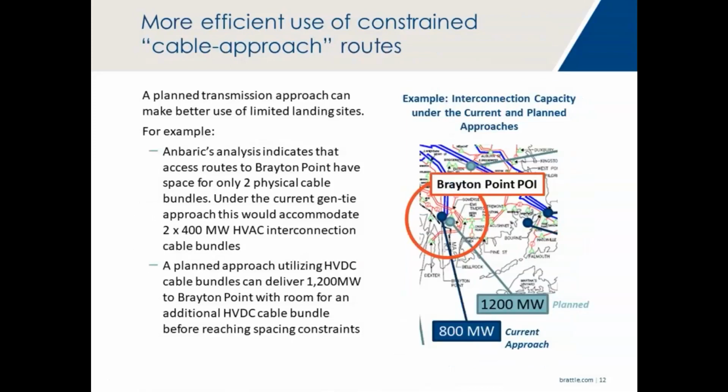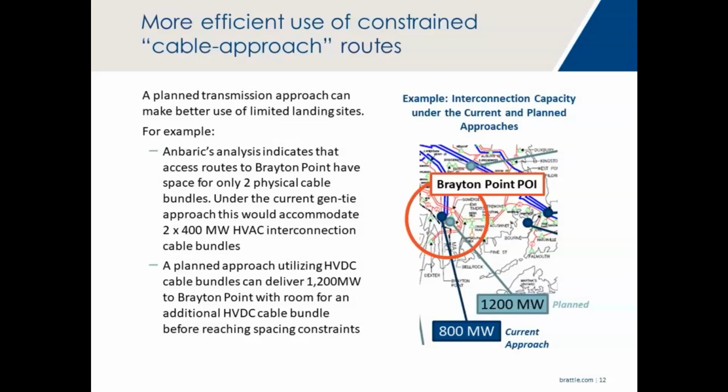One unique situation that pops up quite frequently is that some of these interconnection points cannot accommodate many cables. Brayton Point is a retired coal plant, could accommodate 1,600 megawatts, but there's a very narrow channel that only has the spacing for 2 cables. If you put 2 AC cables in there, you can only interconnect 800 megawatts, even though you could do it much better than that.